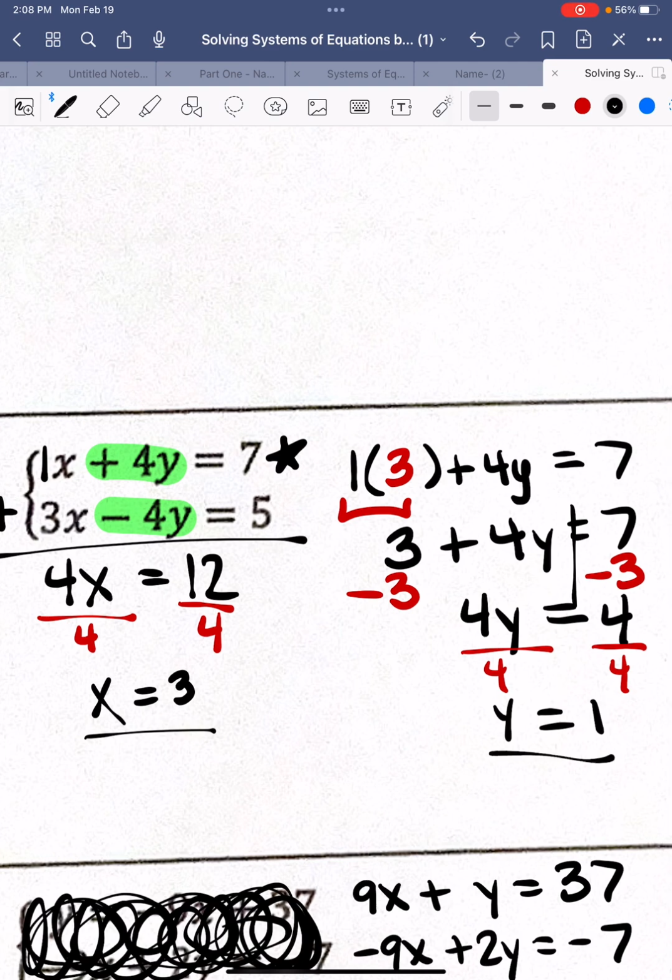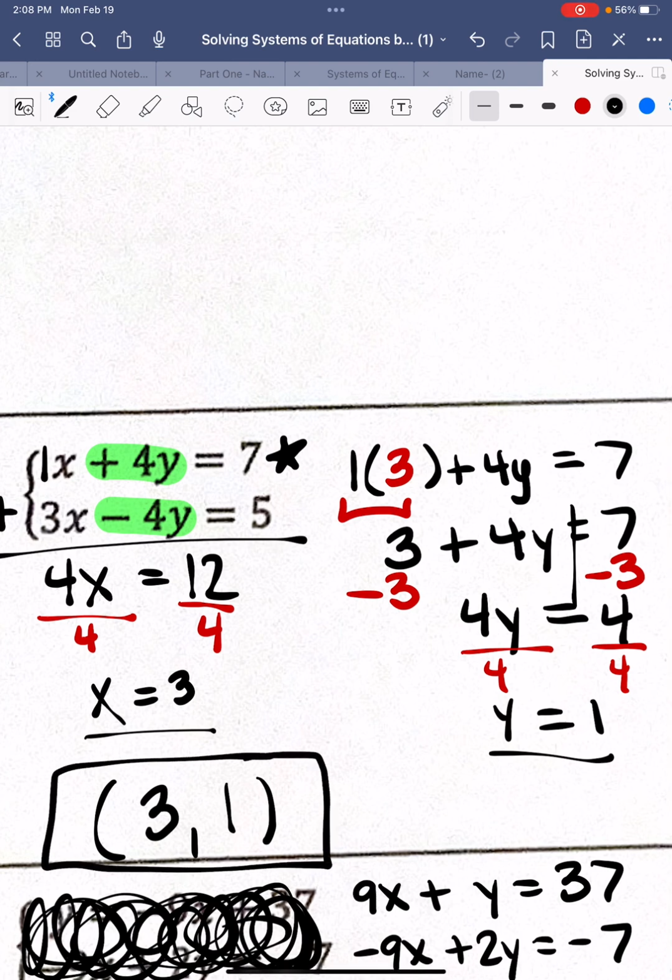So now you have to create your coordinate point. Remember, it's always x, comma, y. Your x value was 3, and then you got an answer of 1 for the y. So again, even if you solve for y first, be very careful because you have to know what letter you're solving for. Because maybe, like I said before, maybe you're going to solve for y first.